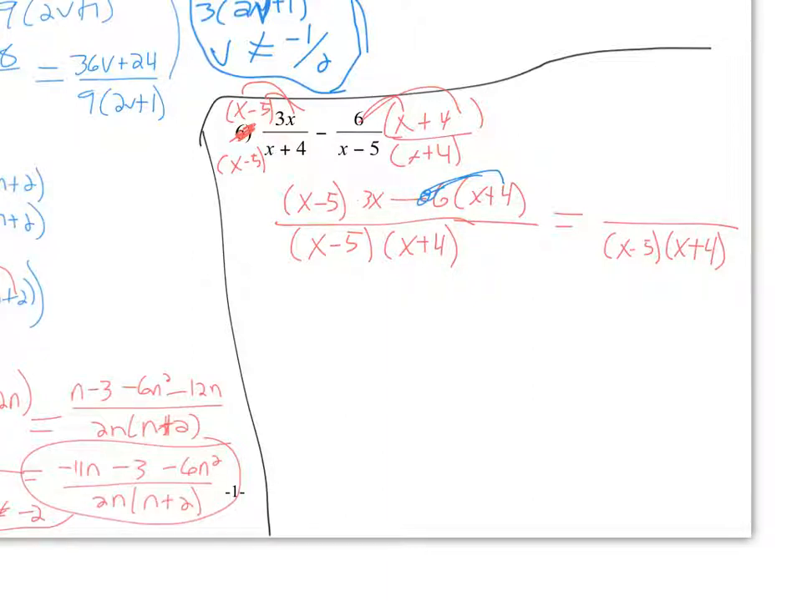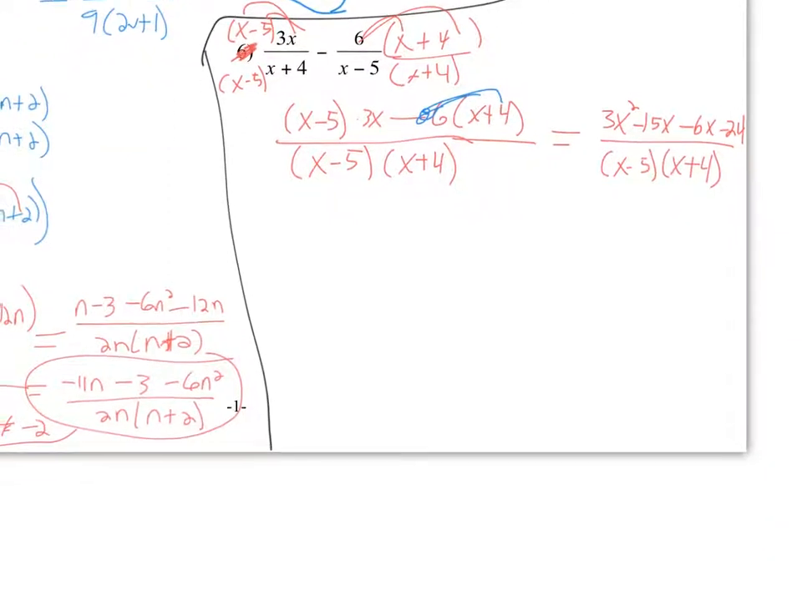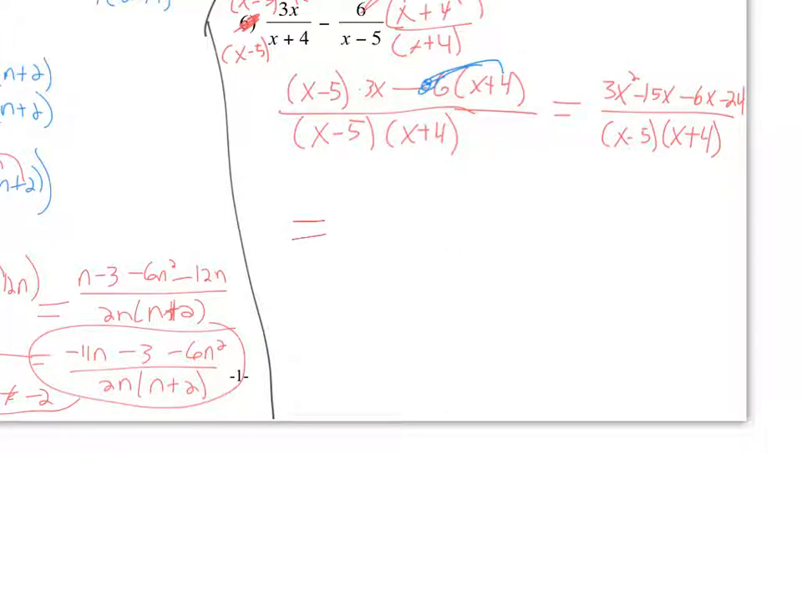So 3x times x is 3x squared. 3x times negative 5 is negative 15x. Negative 6 times x, negative 6x. And negative 6 times positive 4, negative 24. And then I'm going to combine like terms. And so that's going to be 3x squared, because there's no other x squareds. Negative 15x minus 6x, so negative 21x, and then negative 24.